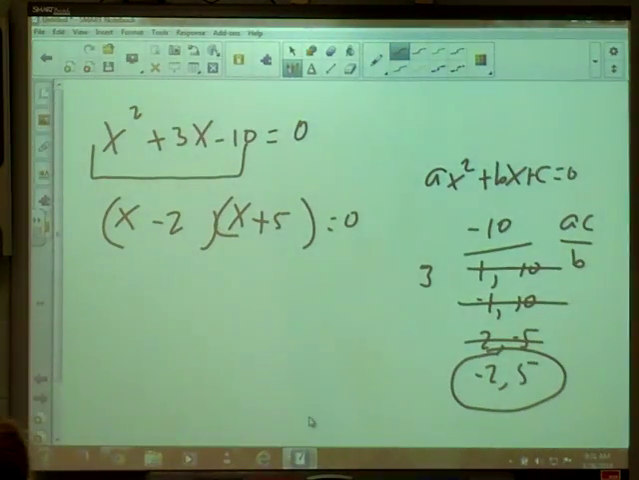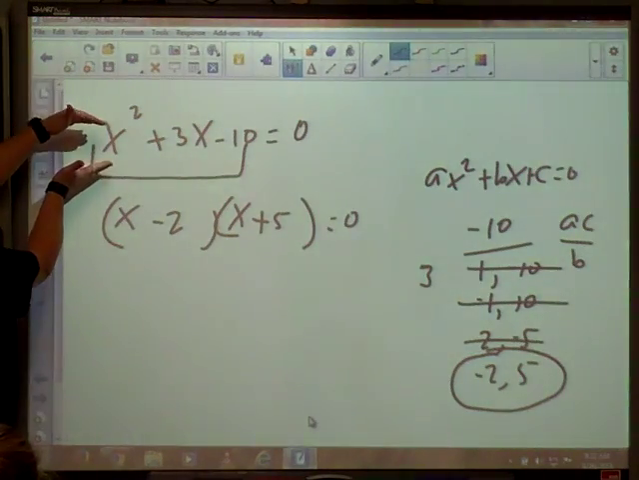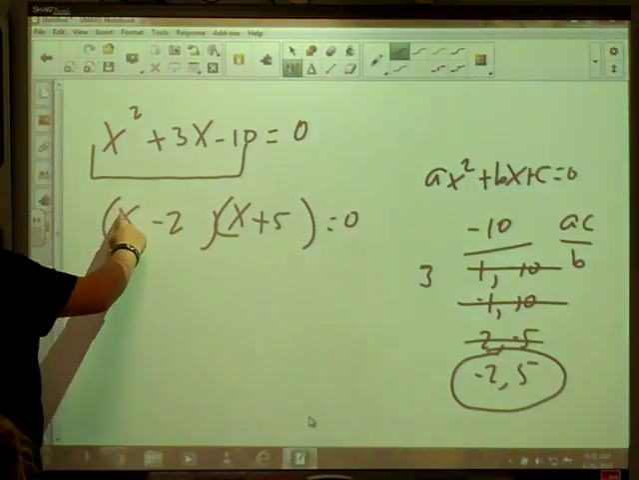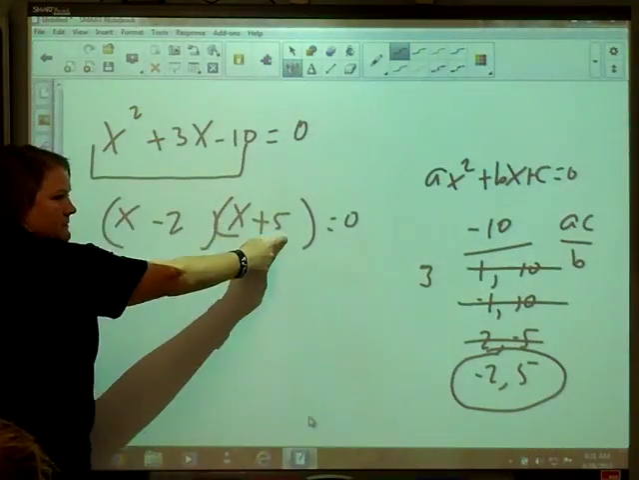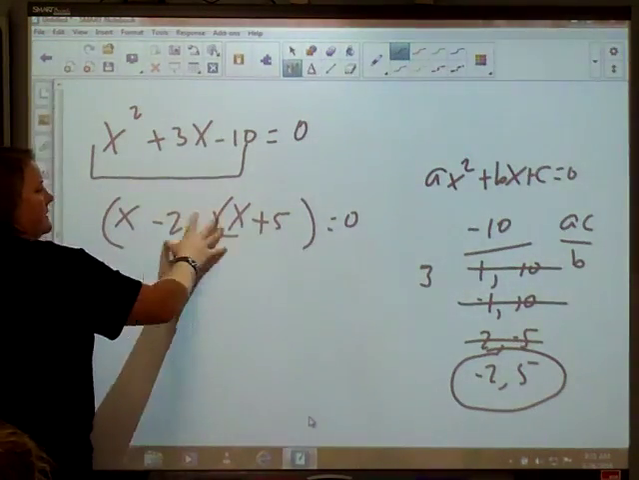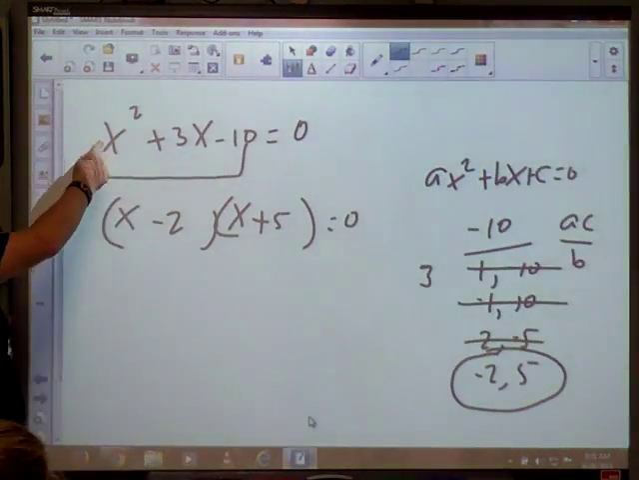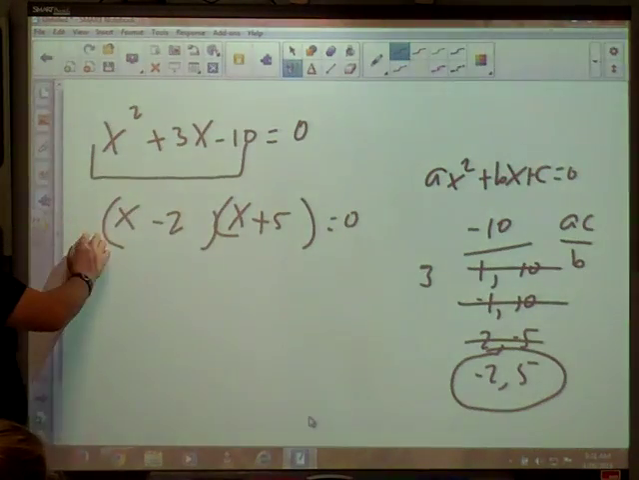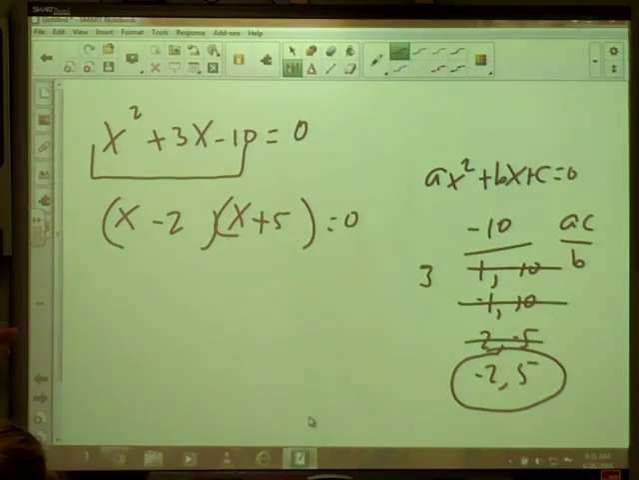I'm not going to make you check that right now, but so you understand what we're doing, remember last unit when I did FOIL? If I multiplied these together or FOILed them, it would be this. These are the same. I just factored it and wrote it in a different way.